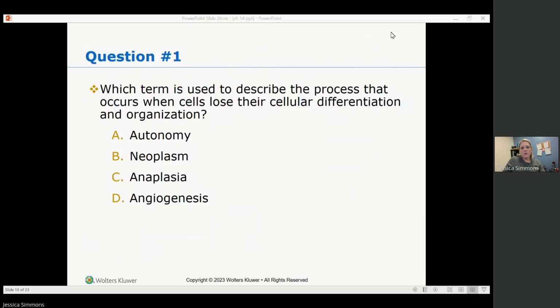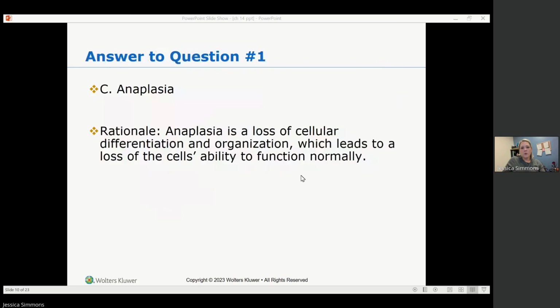So which term is used to describe the process that occurs when cells lose their cellular differentiation and organization? That is anaplasia. Anaplasia is a loss of cellular differentiation and organization, which leads to the loss of the cell's ability to function normally.